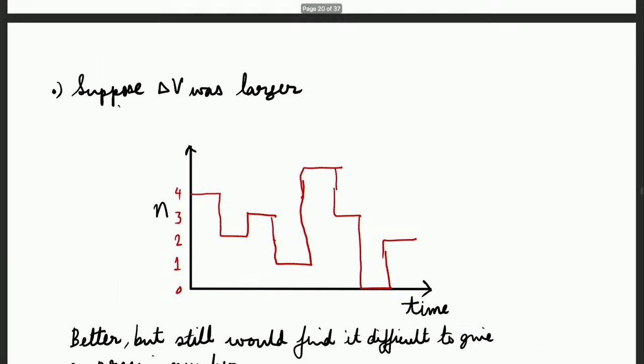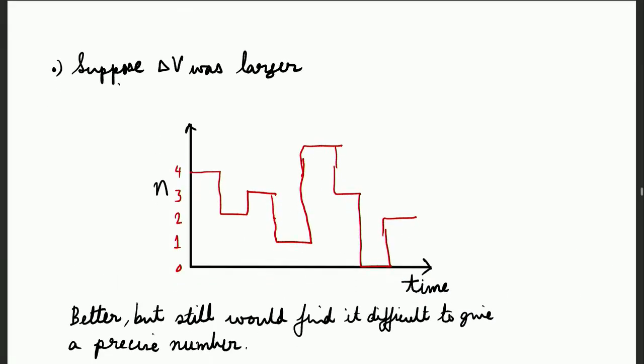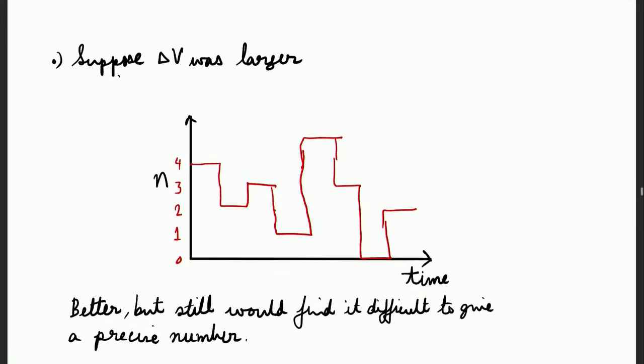So I change my delta V a bit more. Suppose delta V was larger, then you may have 6 particles, sometimes 4, 5, 6. The plot looks something like this. But even here, if I ask you what's the density at any point, you will get some answer, 4 by delta V, 0 by delta V, a large fluctuation here. This is not what you expect.